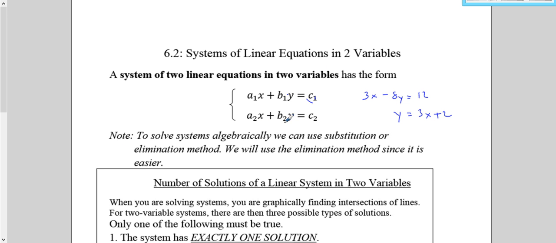To solve a system of linear equations algebraically, we can use substitution or elimination method. In the case of both equations being in standard form, elimination would definitely be the easiest. If the two equations are set up like this, substitution might be the easiest. But generally speaking, elimination method is easier.